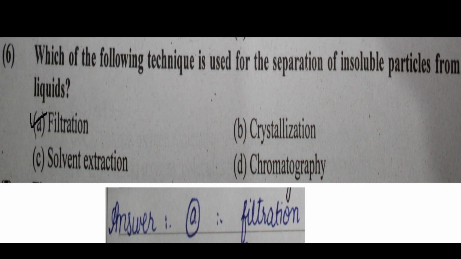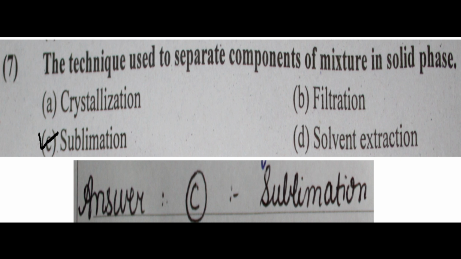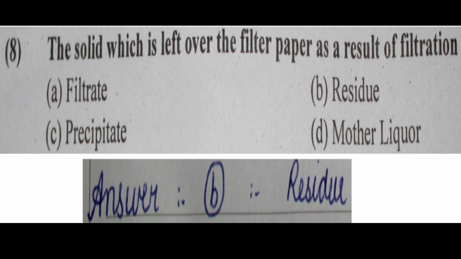Next is which of the following technique is used for the separation of insoluble particles from liquids. So the separation of insoluble particles from the liquids is always done by the process that is called as filtration. So option A is going to be our right answer. Next is the technique used to separate components of mixture in solid phase. The answer is option C, that is sublimation. Next is the solid which is left over the filter paper as a result of filtration. So the leftover will be always called as residue, that is option B.